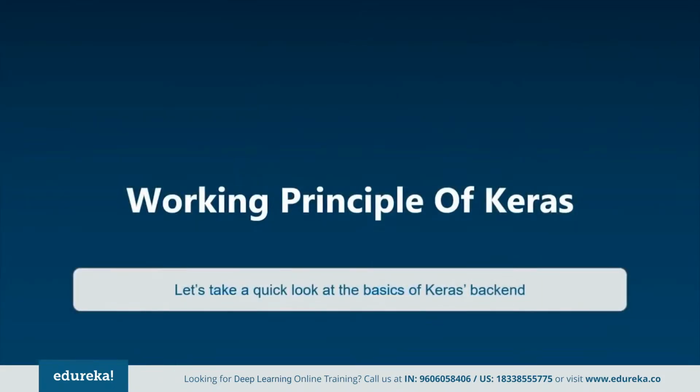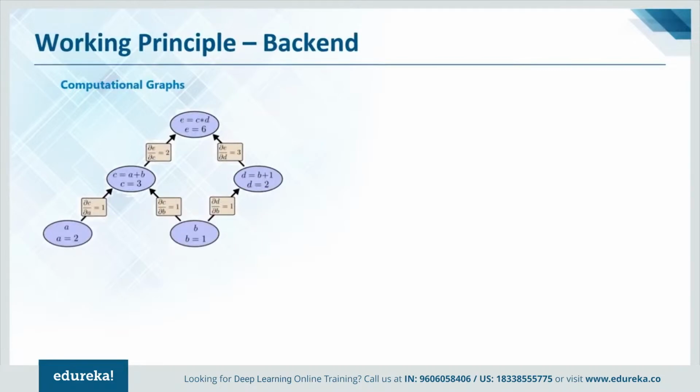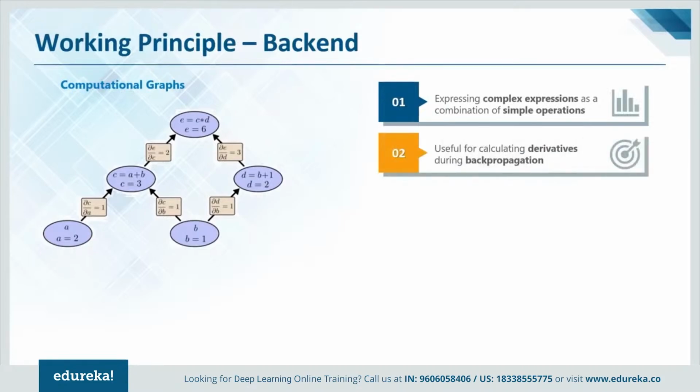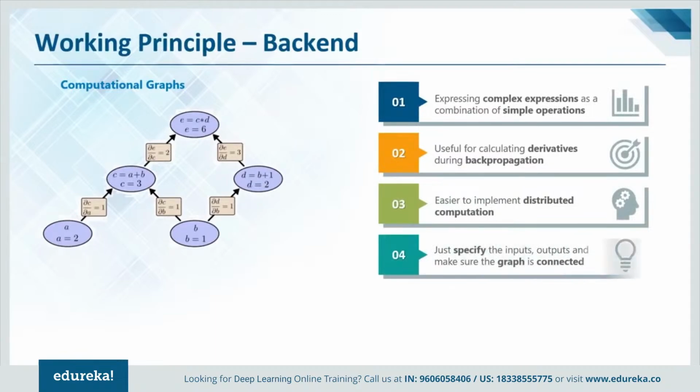So let's check out a computation graph. Here is an example for you guys. Just before decoding and working our way through the graph, let's look at the features. Do note that computational graphs are used for expressing a complex expression as a combination of simple operations for Keras to work with. It is mainly useful for calculating the derivatives during the phase of backpropagation, and hence it makes it easier to implement distributed computing on the whole. So all it takes is to specify the inputs, outputs, and to make sure that the graph is connected throughout. I hope you guys know what a connected graph is.